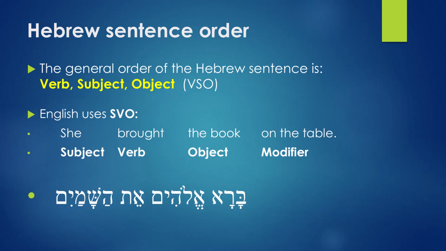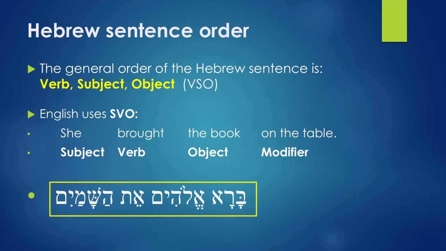Hebrew always starts with the verb, then the subject, then the object. Verb, subject, object. That's the word order in Hebrew. And so an example is Genesis 1:1. You find the phrase, bara Elohim et hashamayim.